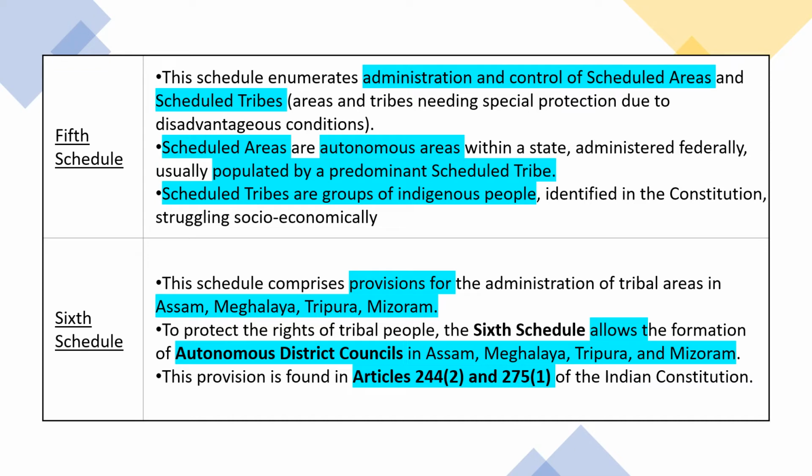Sixth schedule. This schedule comprises provisions for the administration of tribal areas in Assam, Meghalaya, Tripura, and Mizoram. To protect the rights of tribal people, the sixth schedule allows the formation of autonomous district councils in Assam, Meghalaya, Tripura, and Mizoram. This provision is found in Articles 244(2) and 275(1) of the Indian Constitution.